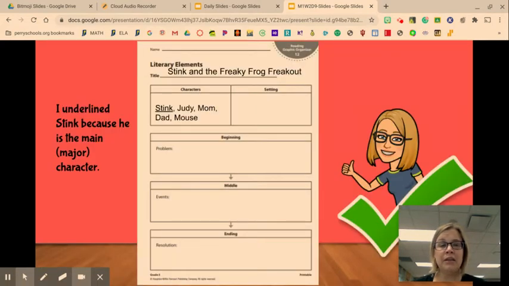So thinking about our graphic organizer, when we're setting out the story elements of a story, we're going to be looking at the characters. Sorry, the main character is Stink. I underlined Stink because he is the main character. And then there are Judy and Mom, Dad, and Mouse. So those are some other characters that are in the story.